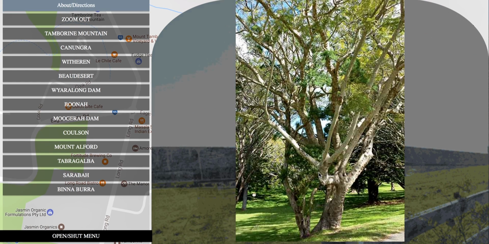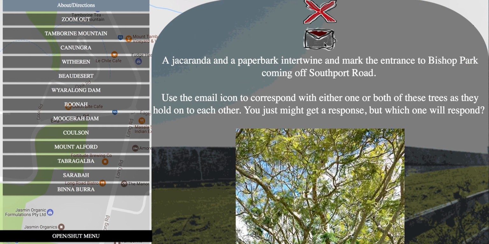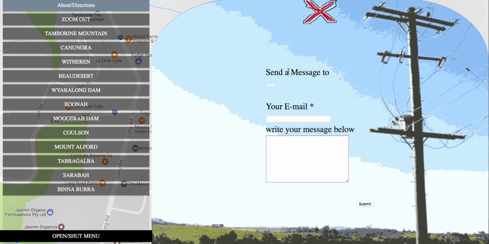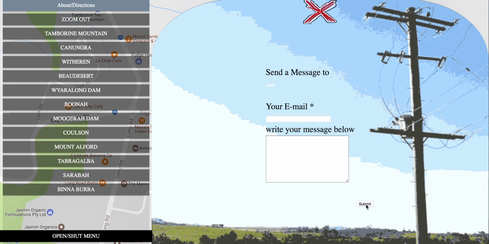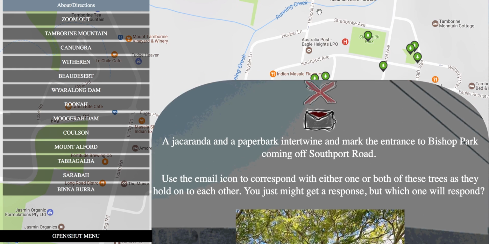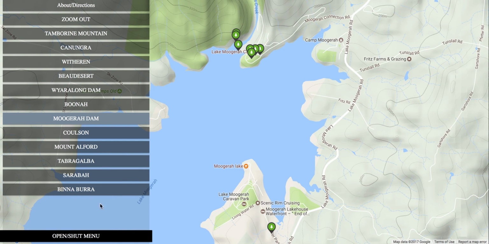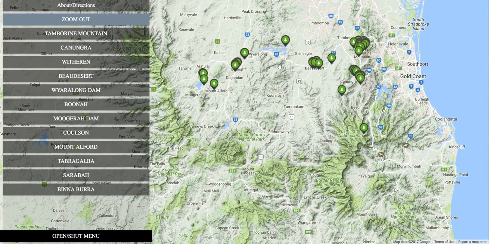So I've decided that I want to email this tree. I click this very fancy and artistic email button, and up pops my message page. I type in my email and my message and I click submit, and I hope that I'm going to get a response from that tree within the next few days. It's not going to come instantly. And then I just click out of this and out of this, and then I can move on to somewhere else, or I can go back to the giant menu and do it myself.